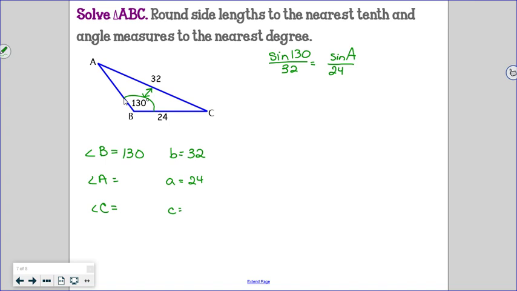Do my cross multiply to solve like normal. Okay. And then I would continue trying to solve for A, but look at what's going on over here at A. What do I need to do first? Divide by the 32, right? Let's get that 32 out of there.